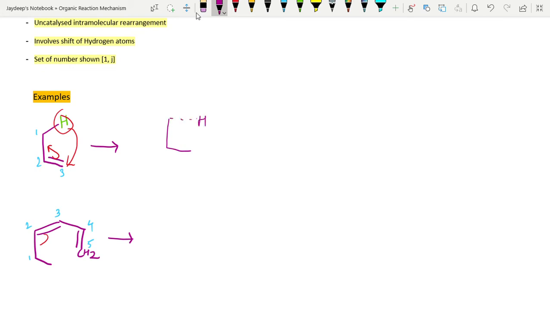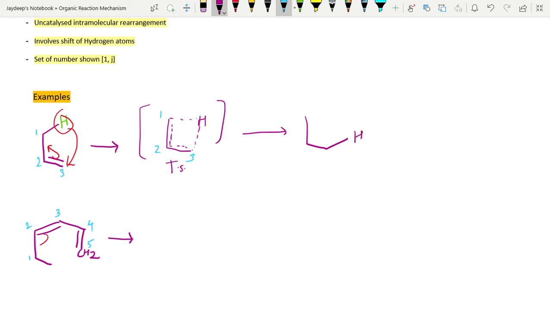This hydrogen is here, this bond is there, and the numbering is 1, 2, 3. The double bond which is at 2, 3 position is also shifted to the position 1, 2. So this is the transition state. Now this is a 4-member transition state which has very high strain. So that transition state immediately collapses into the product, which is shown like that.